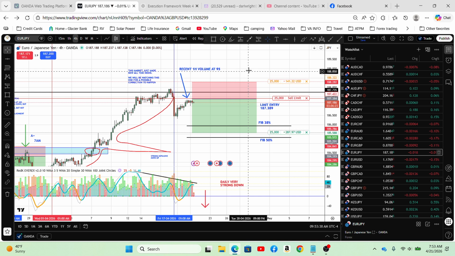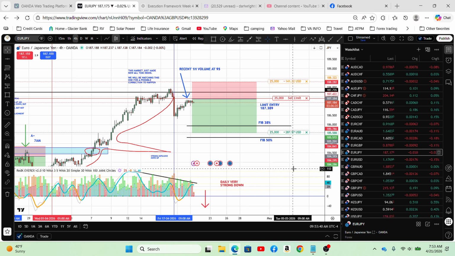Those are the two that we took this morning and are watching, trying to get in.